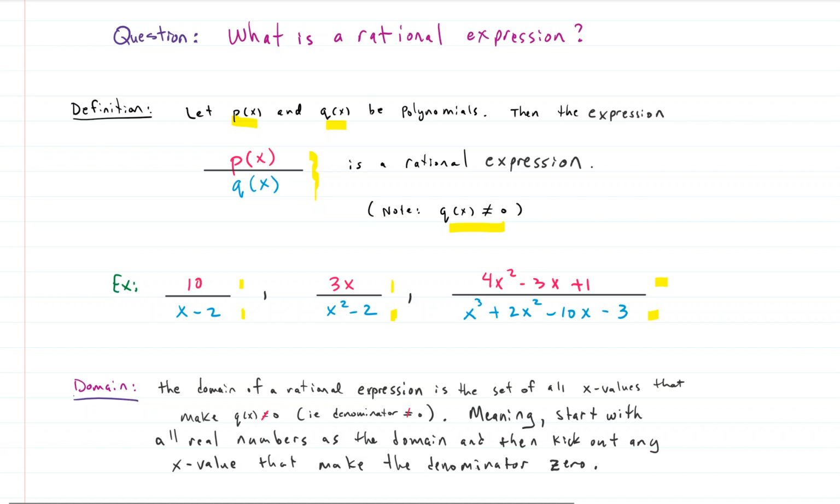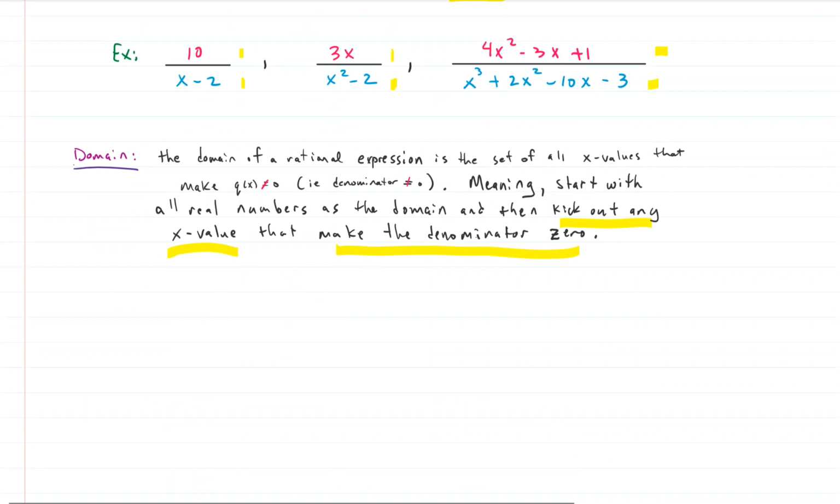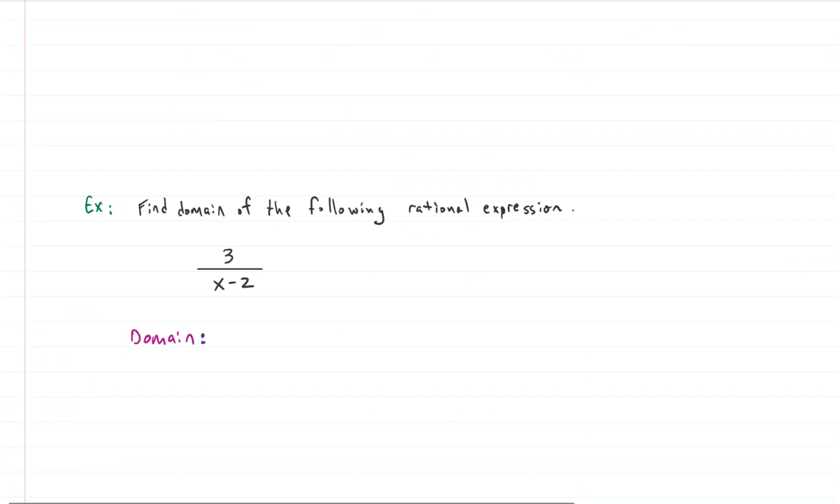So how do you find the domain of a rational expression? Well, the domain of a rational expression is everything except for those things that make the denominator equal to 0. So you can start with all real numbers, and then you just kick out any x value that makes the denominator 0. Let's find the domain for a couple of rational expressions.